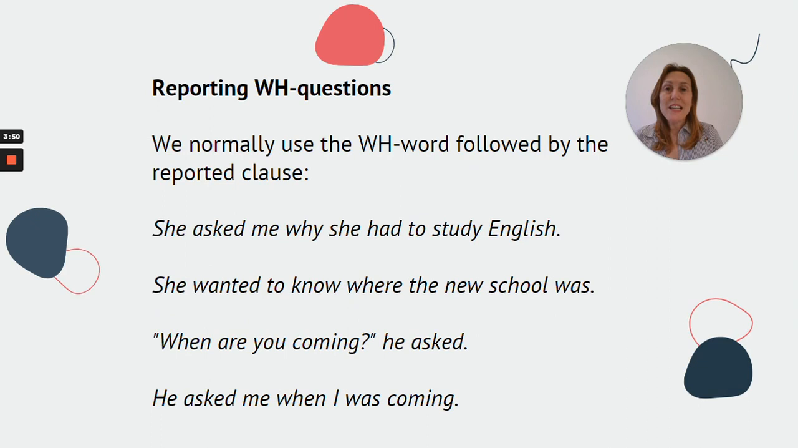When reporting WH questions, we normally use the WH word followed by the reported clause. For example, she asked me why she had to study English, or she wanted to know where the new school was. "When are you coming?" He asked. He asked me when I was coming. So notice this WH word, why, where, when, is required.